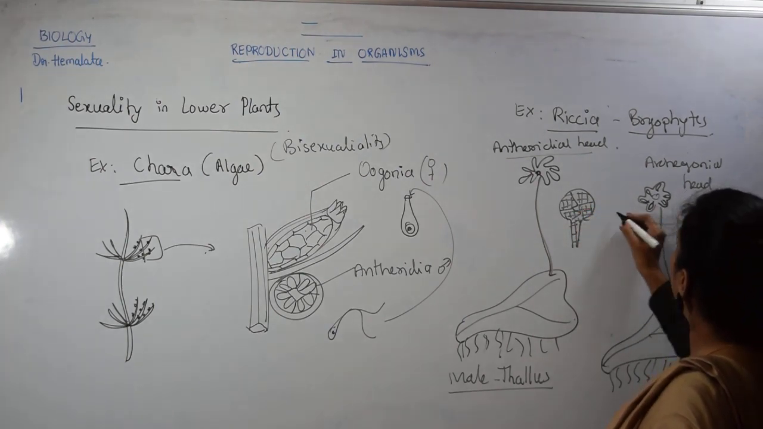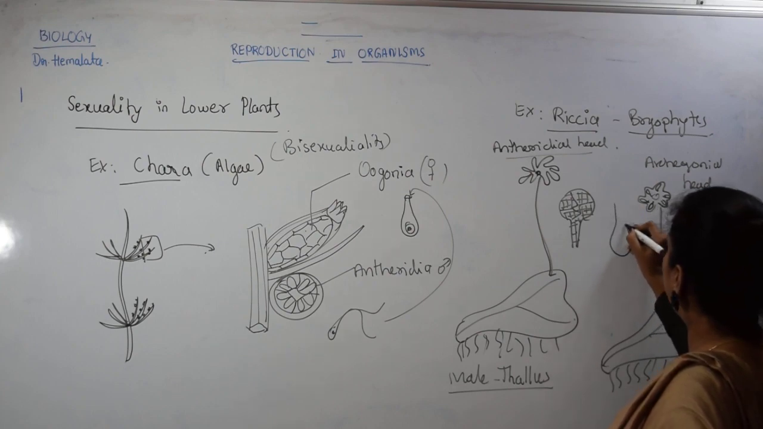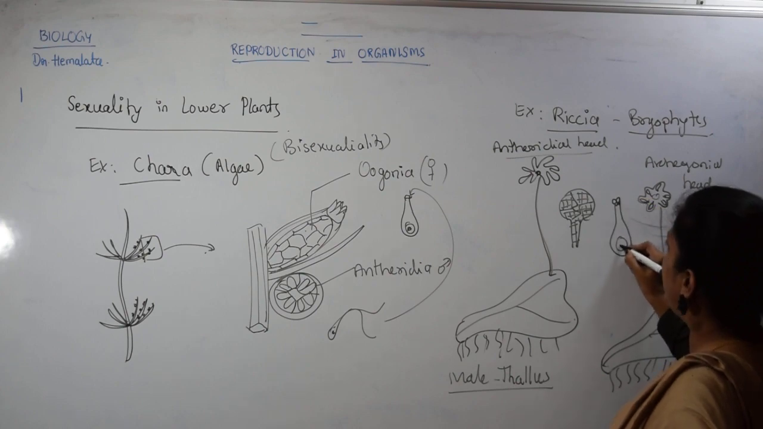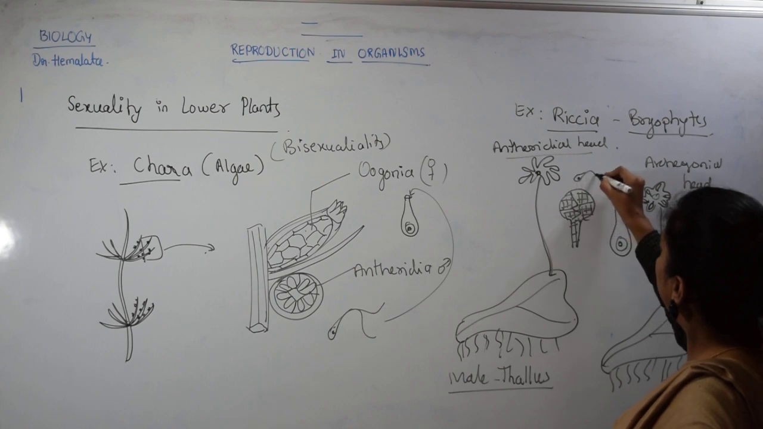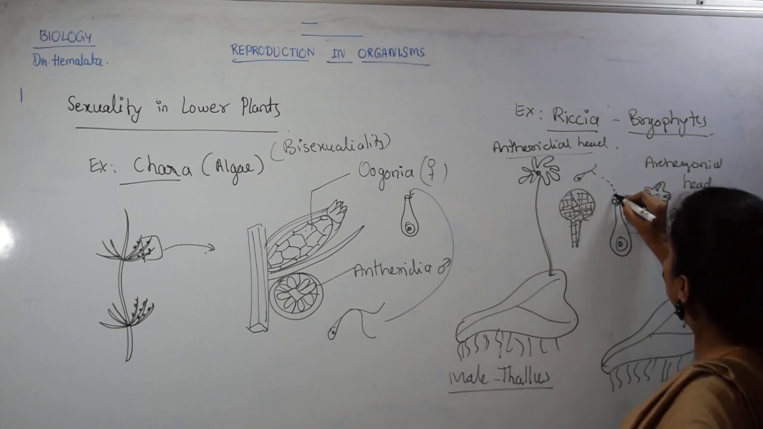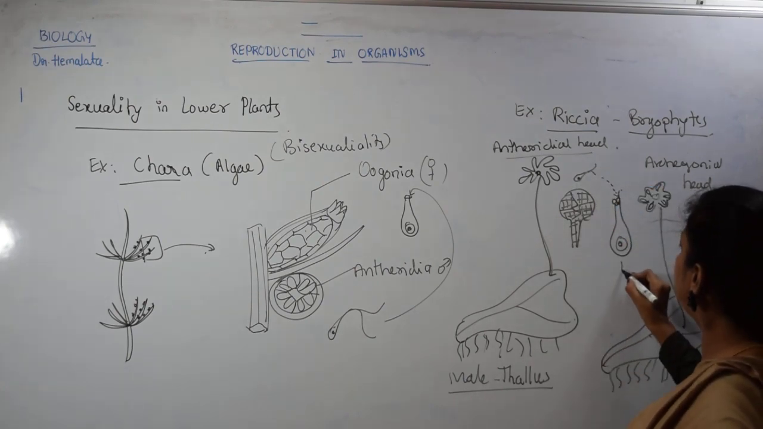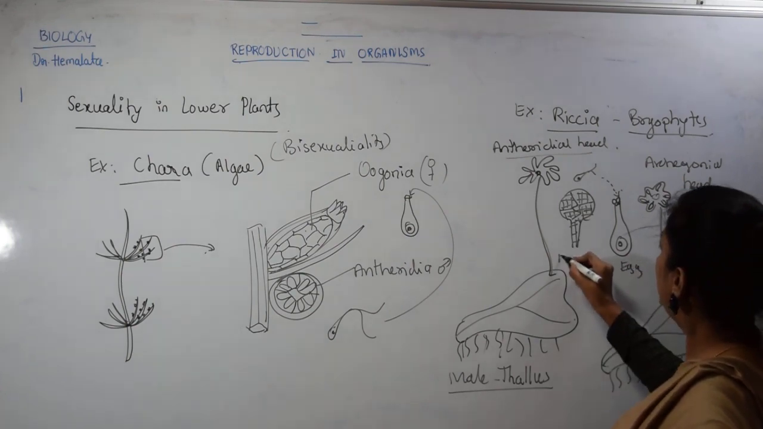And the archegonial head will have a number of archegonia like this. Okay? And there is an egg over here, right? These antherozoids released from here will move towards the egg and fertilize it. This is the egg structure. This is an antheridium.